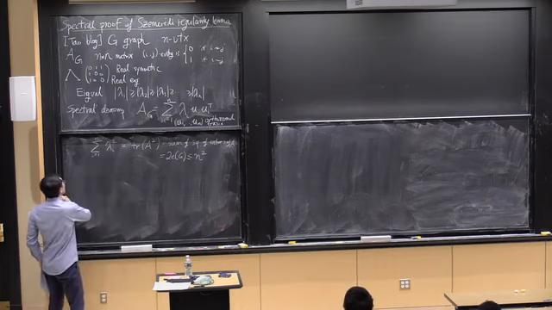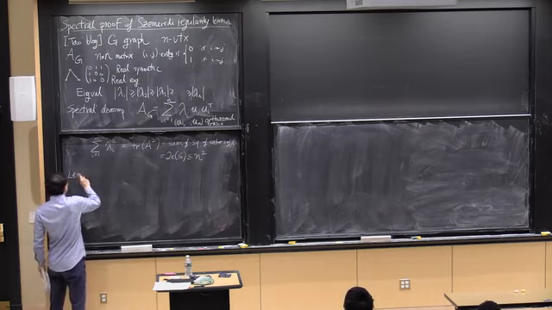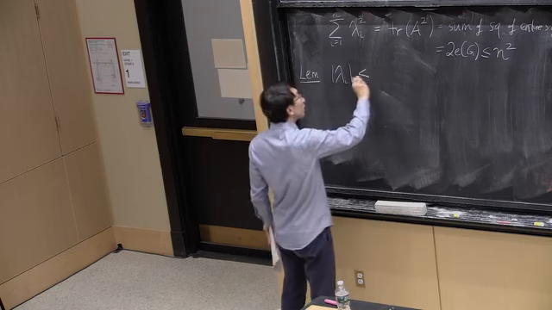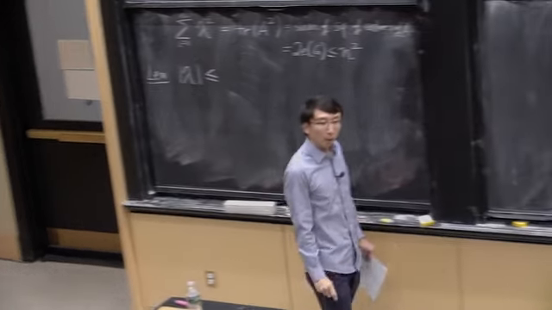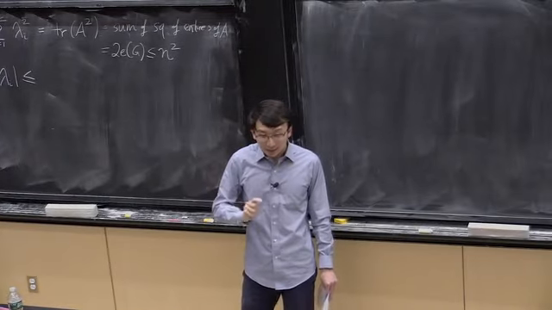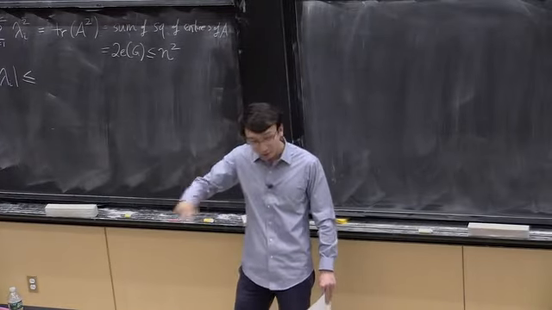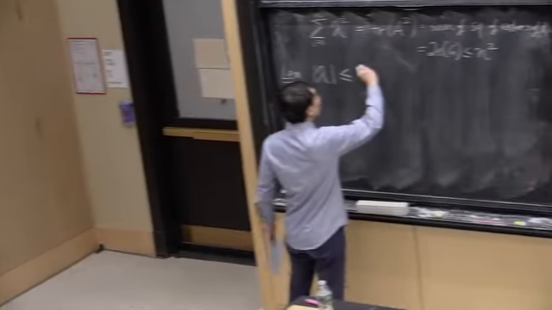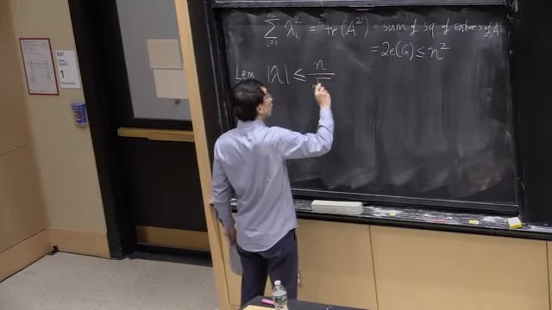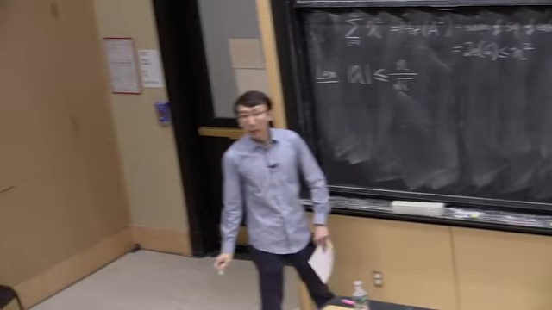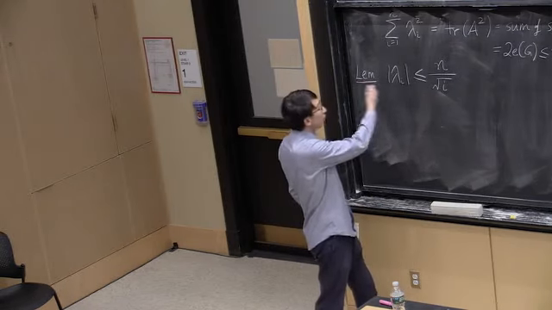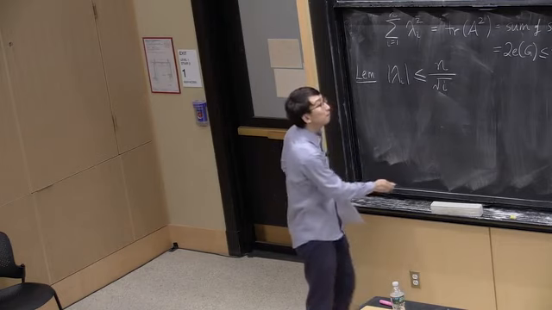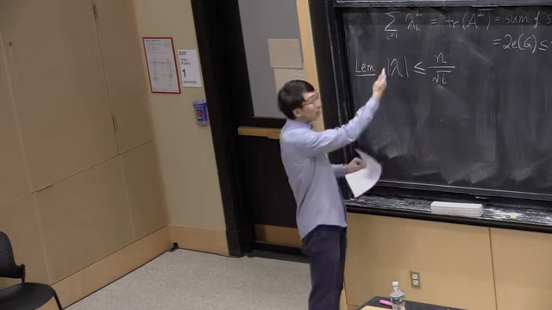As a result, the ith eigenvalue cannot be bigger than what? So you have eigenvalues sorted in decreasing order, so the ith eigenvalue cannot be too large. In particular, it cannot be larger than n over root i, because otherwise the sum of the first i eigenvalues squared would exceed n squared. So these things do decay.